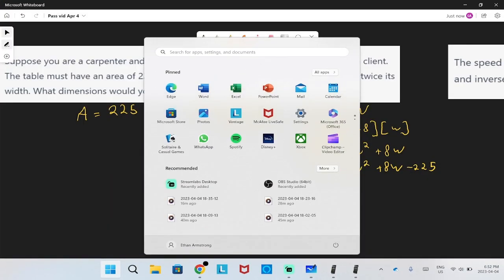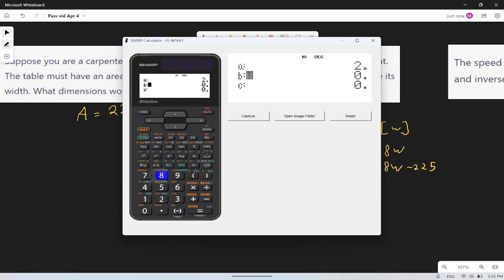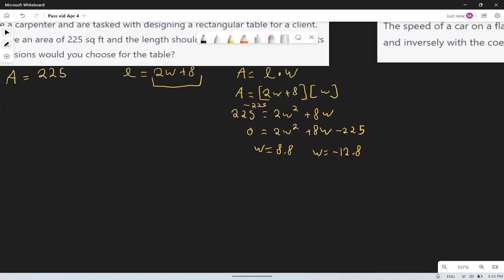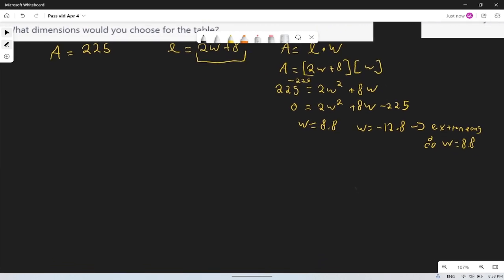2, 8, negative 225. So you got x equals 8.8 and x equals negative 12.8. And sorry, that would be our w in this case. But you can't have a negative length, so this is extraneous. Therefore, w equals 8.8.